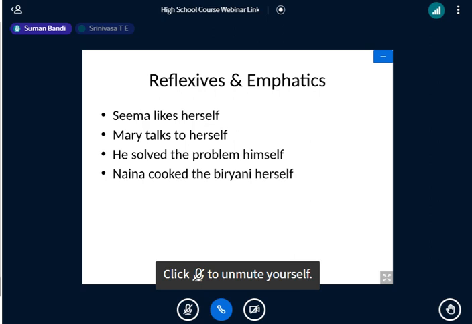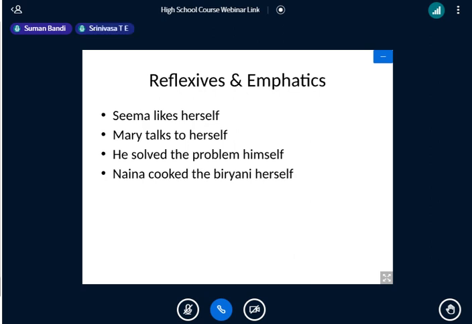So, when a reflexive pronoun is used in a sentence, it is the object of the sentence. Therefore, it is compulsory. That's why you see, Seema likes herself. Whom does she like? Herself. Mary talks to herself. Whom does she talk to? Herself again. Right? So, when these pronouns are used as reflexives, remember, they are the object of that sentence. That's why they are compulsory.